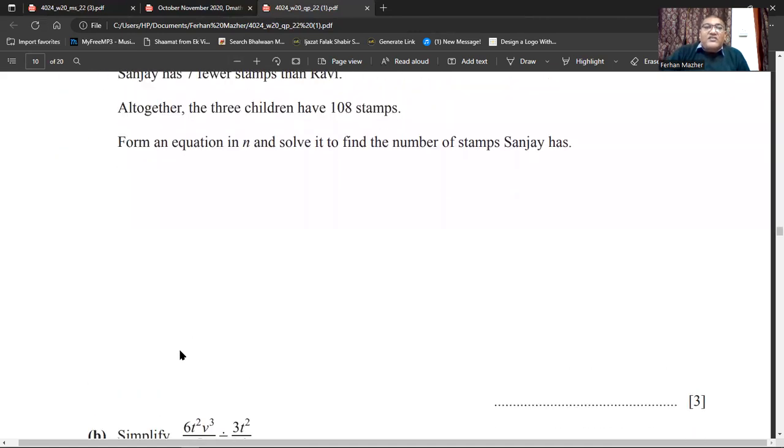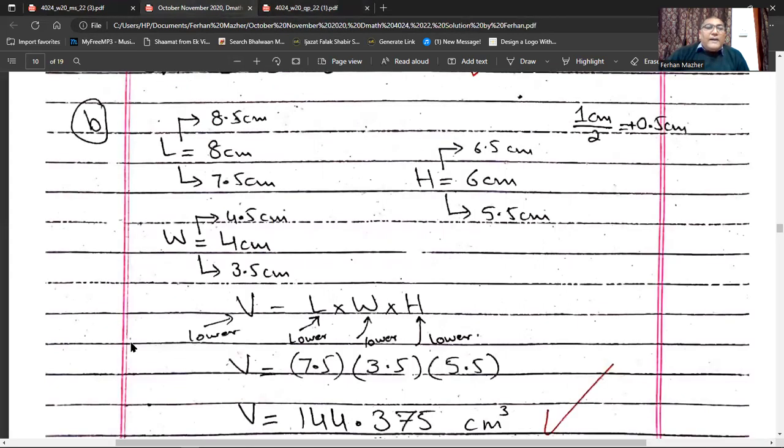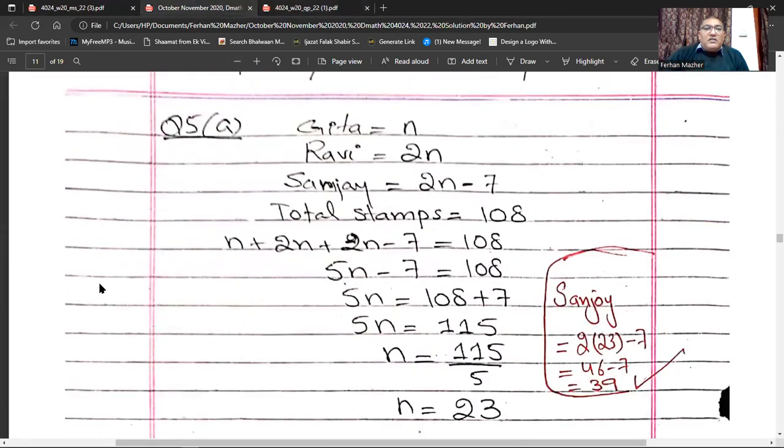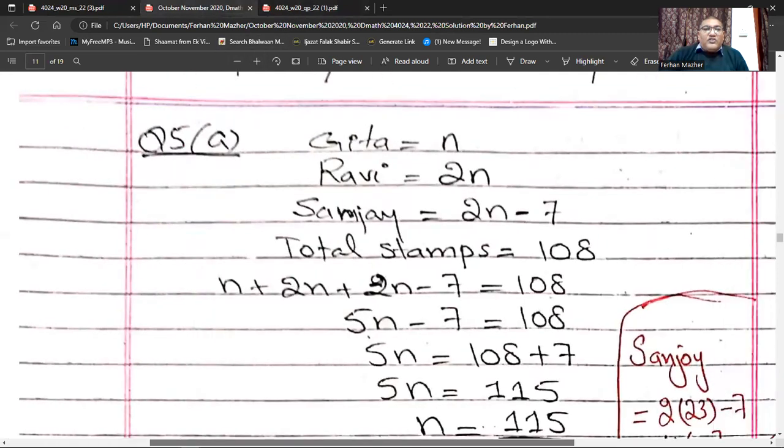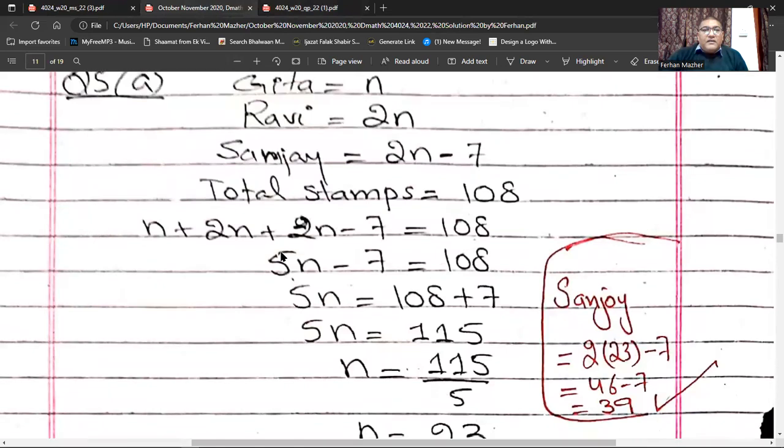Okay, this is a 3 marks question. This is the last question, the actual question they are asking at the end. So we will suppose that. Okay, question number 5a part, its solution. Gita has n stamps. Ravi has 2n stamps. Sanjay has 2n minus 7 stamps. The total stamps are 108.